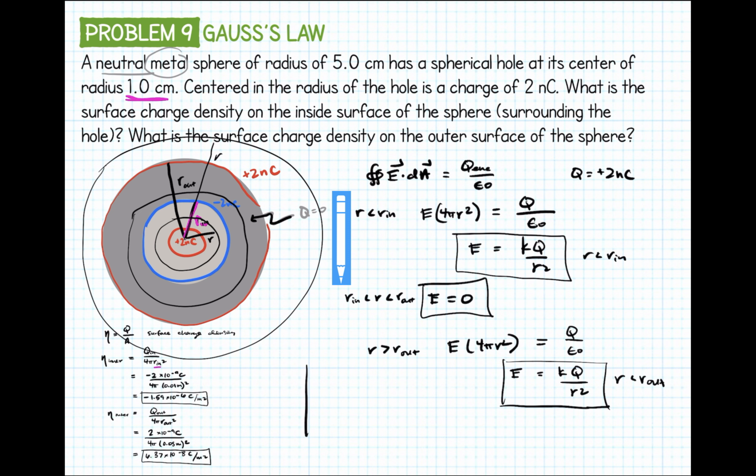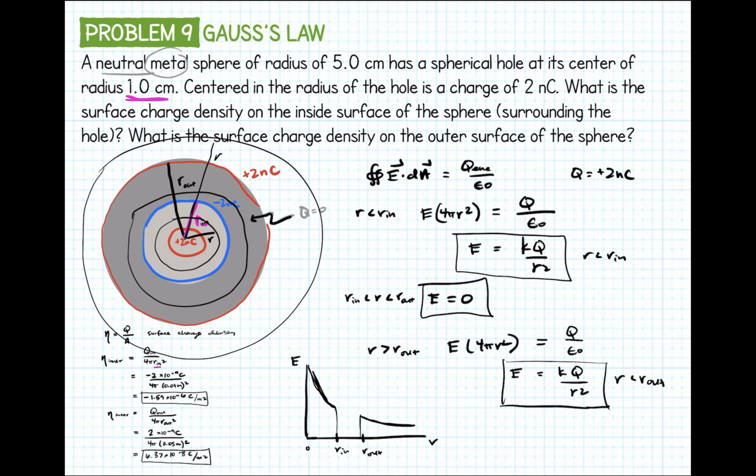So in these three ranges, you have this, and what this looks like if you plot the graph of electric field versus R is pretty much something that's dropping and then goes to 0 for a bit and then continues dropping. So this would be R in, this would be R out, and this would be 0. So it looks sort of like this.